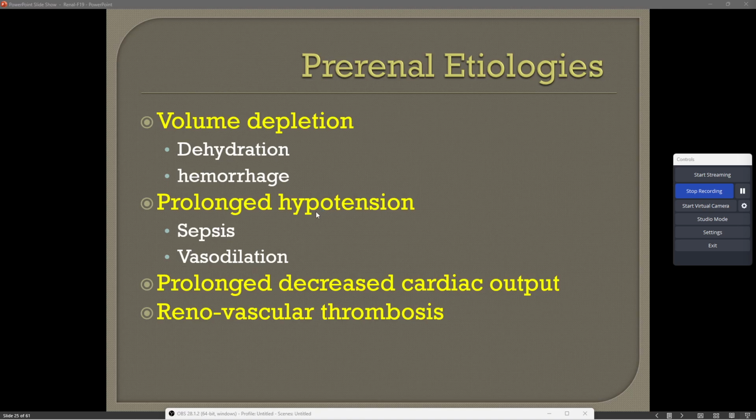Pre-renal etiologies, and I just mentioned both of them: hemorrhage and dehydration, resulting in hemorrhagic shock. Prolonged hypotension due to sepsis, vasodilation, anaphylaxis, or any other form of distributive shock, such as psychogenic shock or neurogenic shock. Either way, the longer I go through a state of decreased cardiac output, the more I am going to have decreased renal perfusion. Decreased renal perfusion equals a decrease in functionality. We need to figure out pre-renal, intrarenal, post-renal.